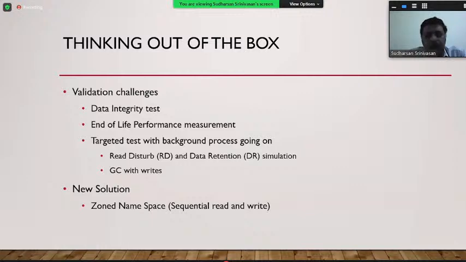We spoke about data integrity. Sorry, I spoke about only R&D. Then data retention, we didn't speak about. Read disturb is nothing but you keep reading the same stuff, and the signal value will go down. And then there's something called data retention, which is if you don't power on the SSD for long, the cell value can go off. So the 0 can become a 1.